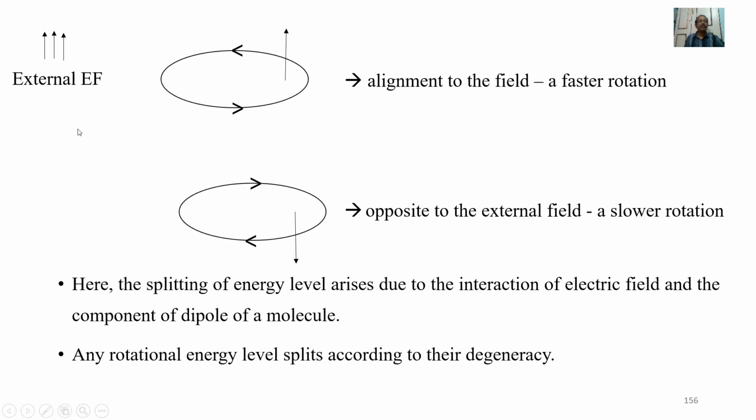So this is the direction of the electric field. We are going to consider this is the direction of the external electric field. Suppose the dipole moment is along the electric field, then this will have a faster rotation. So the figure shows a faster rotation. Suppose the dipole is opposite to the external field, then this will have a slow rotation. Here the splitting of energy level arises due to the interaction of electric field and the component of dipole of a molecule. Any rotational energy level splits according to their degeneracy.